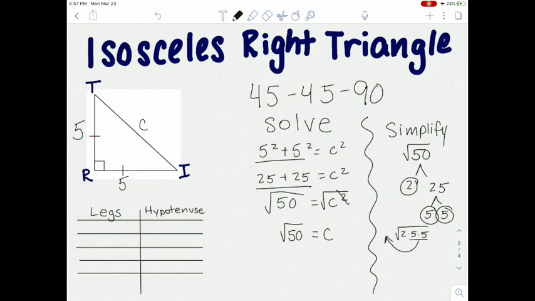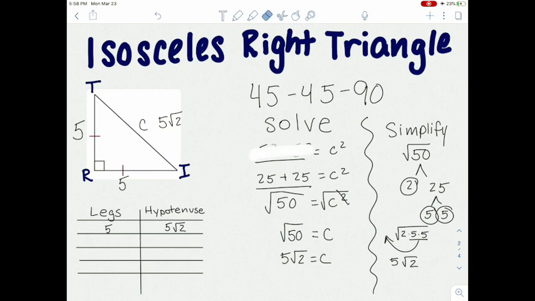The pair of 5's leave the radical as 1, and all that's left is 5 radical 2. So our answer for the value of C is 5 radical 2. I'm going to keep track of that on this little table I have in the bottom left-hand corner. When the legs were 5 in this isosceles right triangle, the hypotenuse was 5 radical 2.